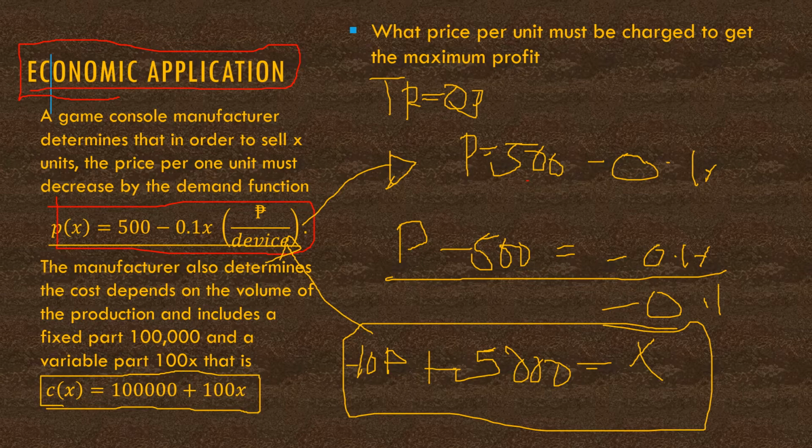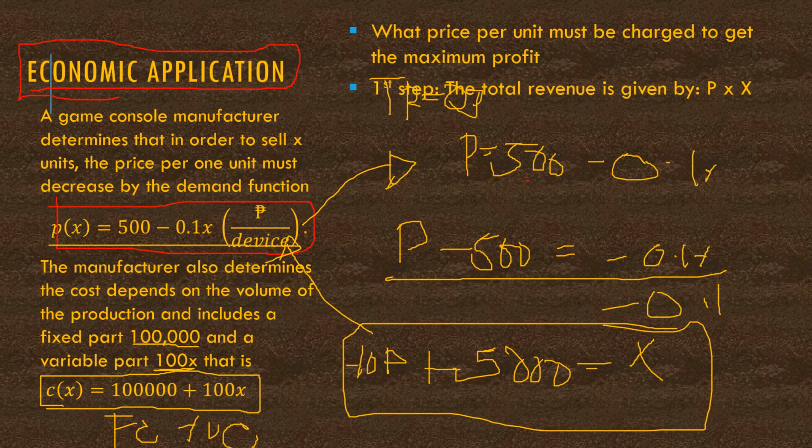Total cost function from the very beginning is we have the fixed cost plus the variable cost. So that means the fixed cost here, which is considered to be this one, and then the variable cost will be this one, 100x. Fixed cost is considered to be the 100,000. Okay, so what price? The question is what price per unit must be charged to get the maximum profit?